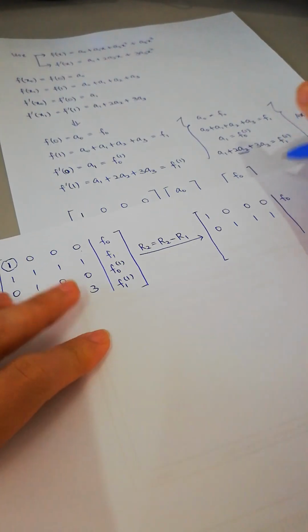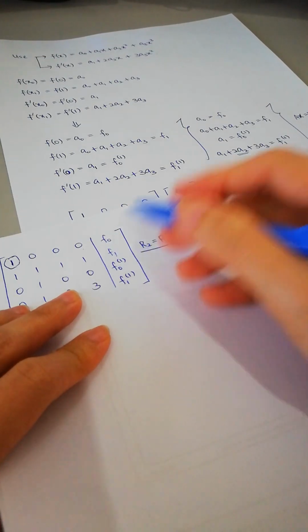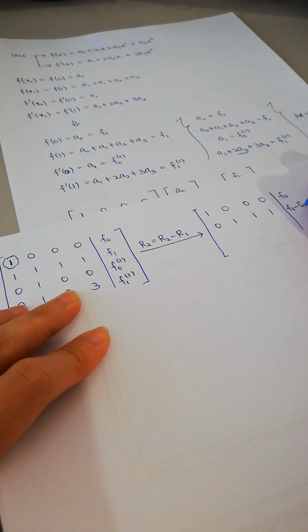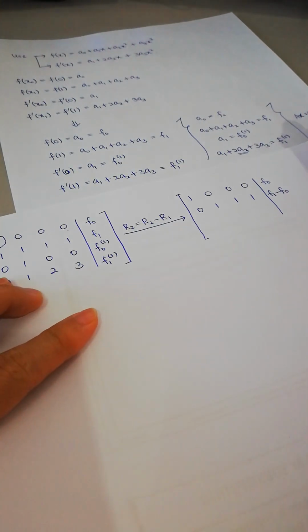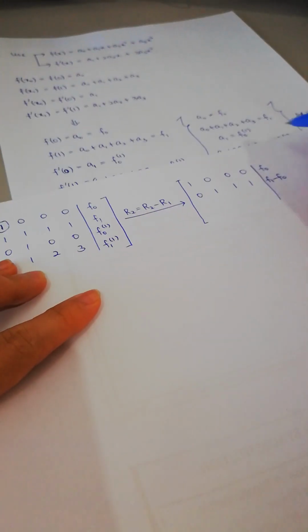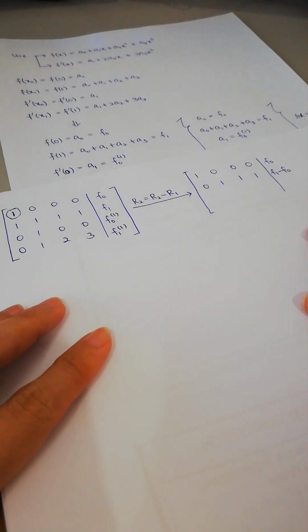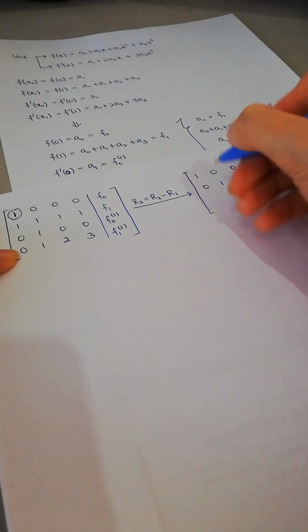Okay, and then after the F1 minus F0, so you have F1 minus F0. All right, so I hope that this is clear. And then no changes on the second and the third, the third and the fourth row. So then you just copy down.